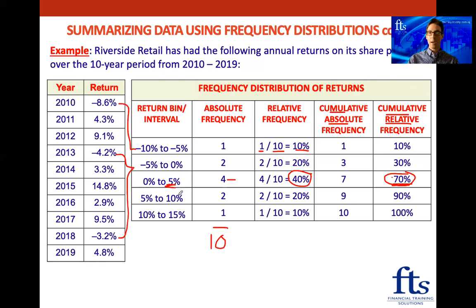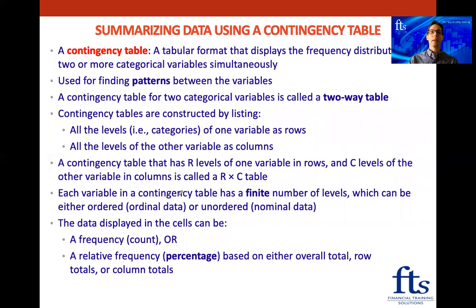Good. So now what we can do is go on to the contingency table. So what is this one? This is a tabular format that displays the frequency distributions of two or more categorical variables simultaneously. So this is used for finding patterns between the variables. If we have a contingency table for two categorical variables, we call this a two-way table.